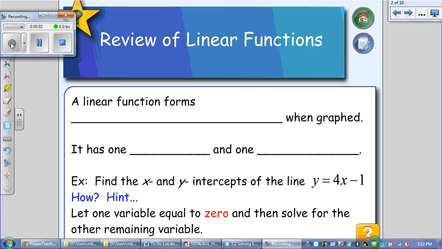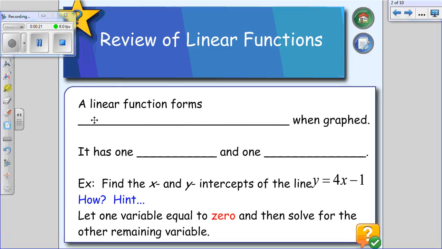Try this again. Linear function. Linear functions. When you graph them, what do you get? A line. Linear functions are that simple. They're the ones that just make straight lines. So a linear function forms a straight line.